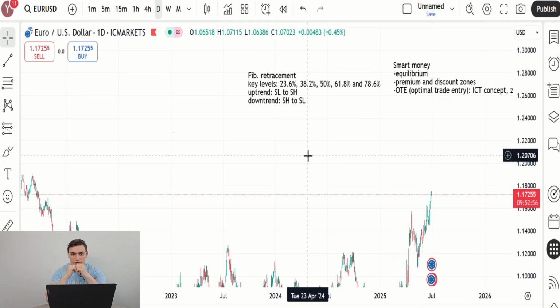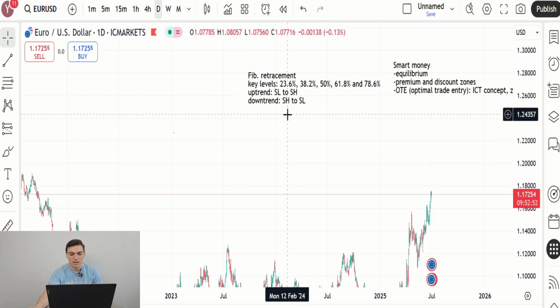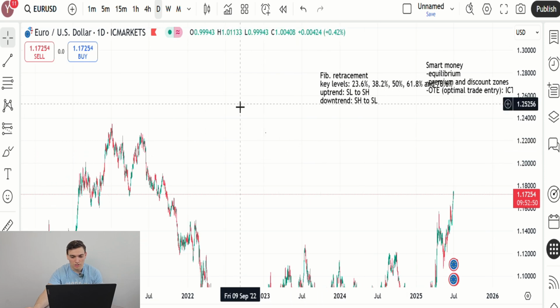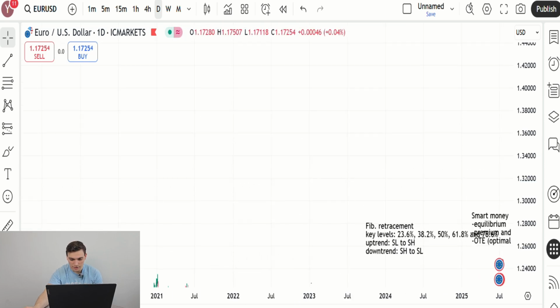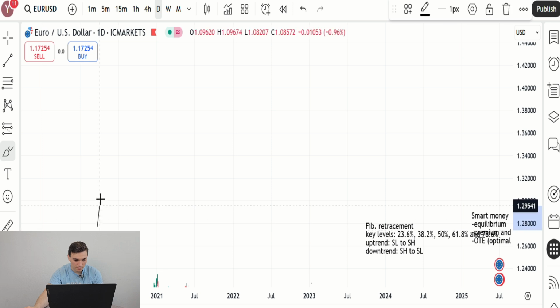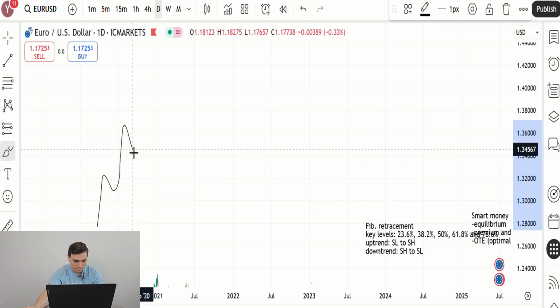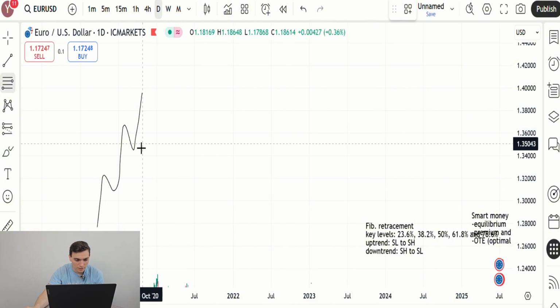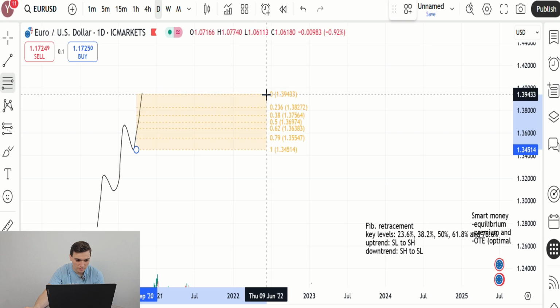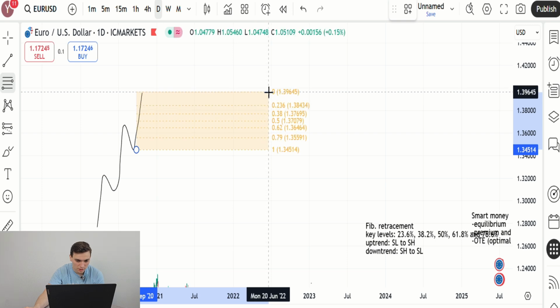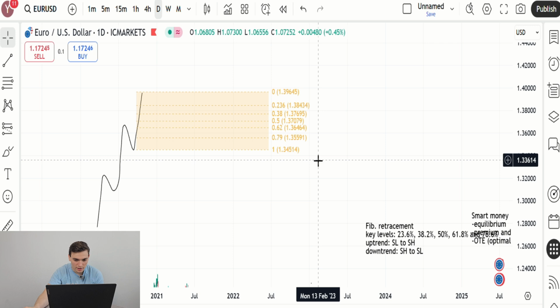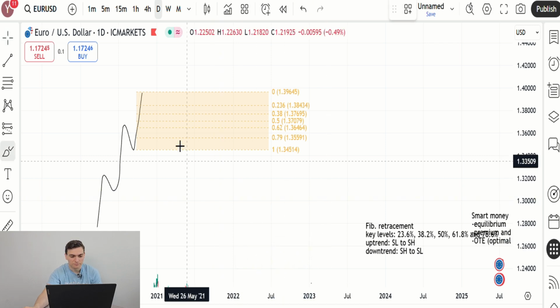So in an uptrend, you want to calculate it from a swing low to a swing high, and in a downtrend from a swing high to a swing low. If I draw a little uptrend right now, we're gonna put the Fibonacci from the swing low all the way to the next swing high, and from here we can calculate where a pullback might go to.